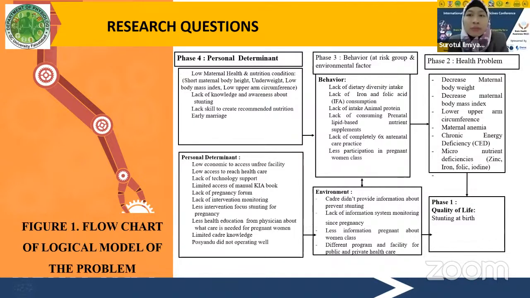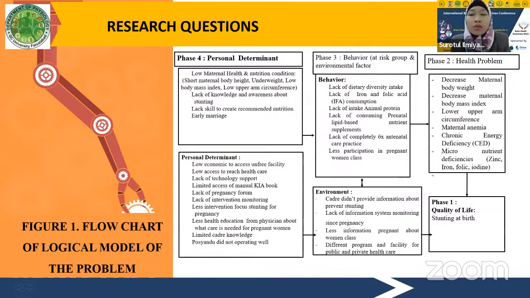The third phase is behavior at risk group and environmental factors. First, lack of dietary diversity intake, lack of iron and folic acid consumption, and also lack of animal protein intake, because animal protein gives power for reaching growth to prevent stunting. And also lack of consuming prenatal lipid-based nutrient supplement, not completing 6 times antenatal care practice, and less participation in pregnant women class.